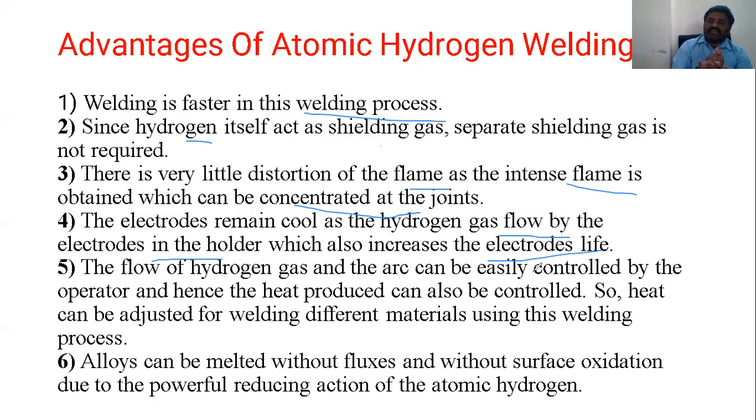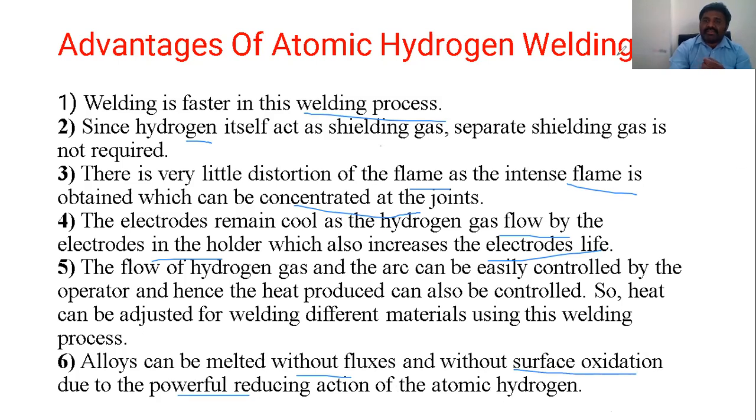It can be easily controlled, although hydrogen is very dangerous, so if anything goes wrong it is very unfavorable. But it is very easy to control here. We can even go without flux, because the hydrogen itself acts as a protection from the atmosphere, so there is no need of flux, and there is no surface oxidation, due to the powerful reducing action of atomic hydrogen.